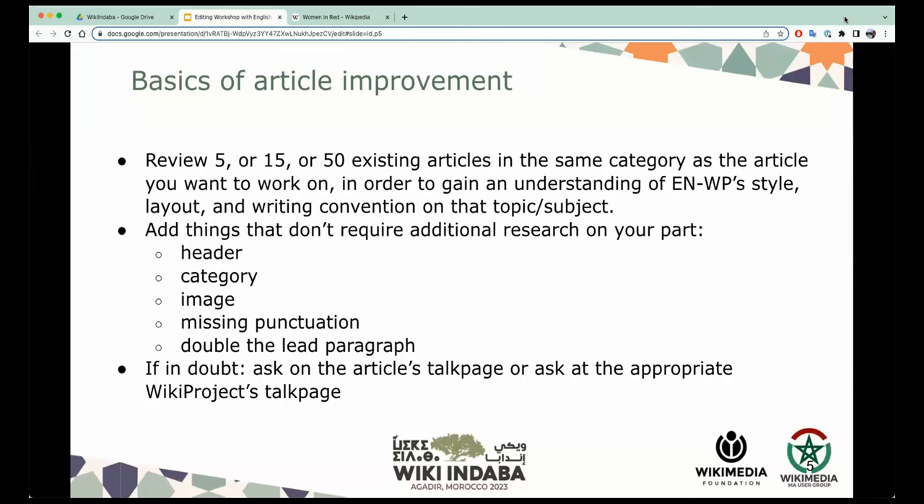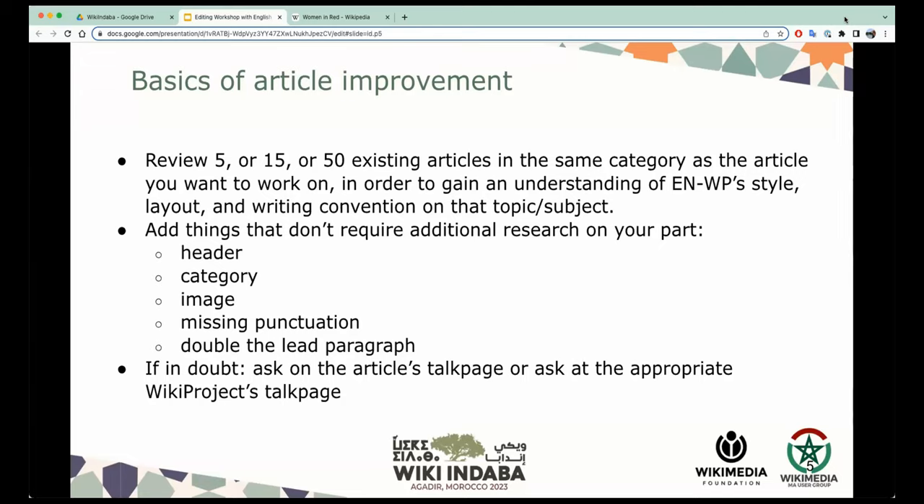Improving articles, easy ones that don't require you to look for a reference. Add a header. Which header, Rosie? Well, if it's a Moroccan river, look at those 15 other articles about a river in Morocco and what headers they use. And then ensure that you're using those headers in an article you're trying to improve. Ditto with categories. What categories do they have? Add it to this article.